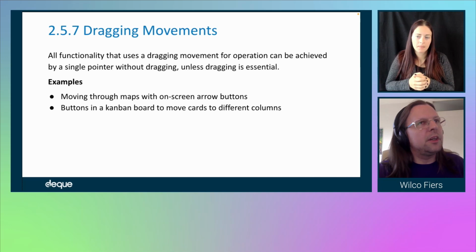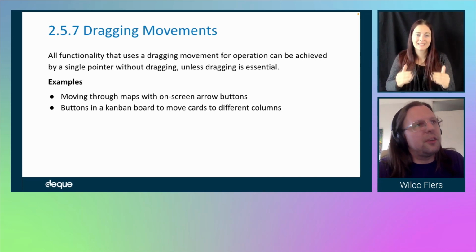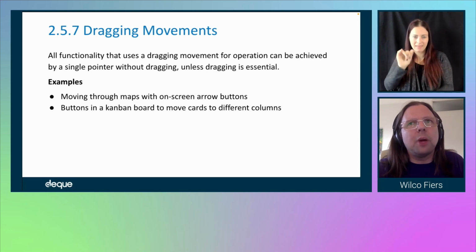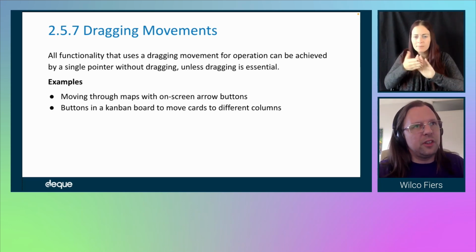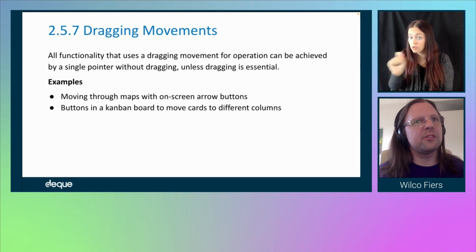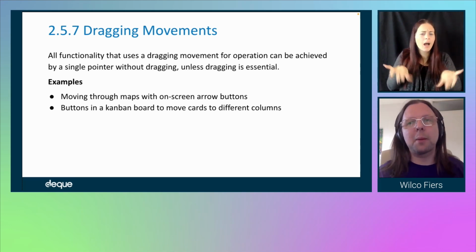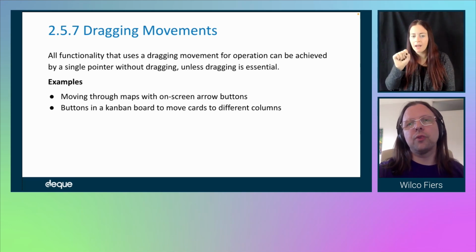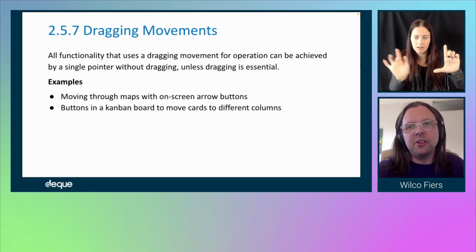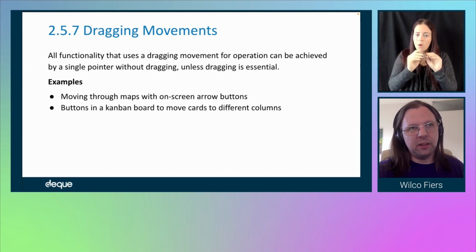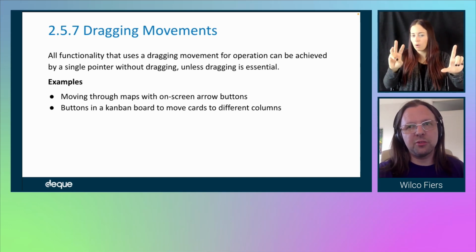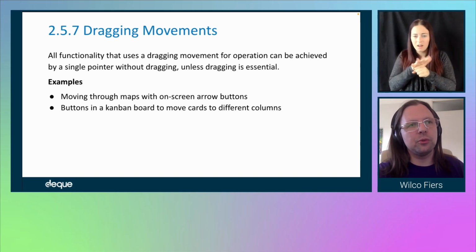Dragging movement is the next success criterion, 2.5.7. All functionality that uses a dragging movement for operation can be achieved by a single pointer without dragging, unless dragging is essential. This is common, for example, in maps where you can drag around the map by holding and moving. What you want there is for there to be buttons on the screen that help a user navigate around. So arrow key accessibility is not sufficient here. You need those on-screen buttons to do that.